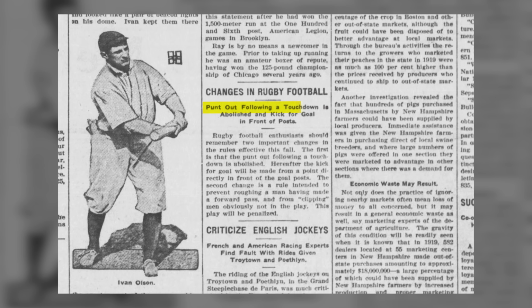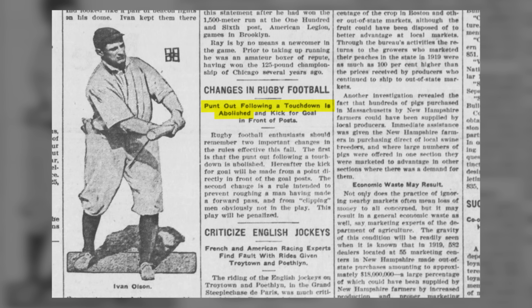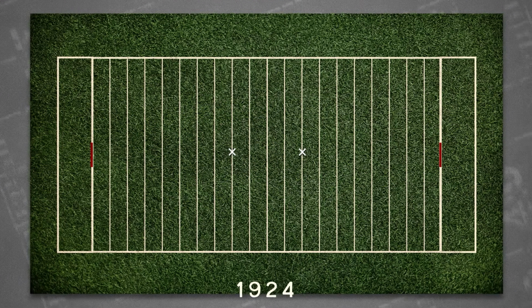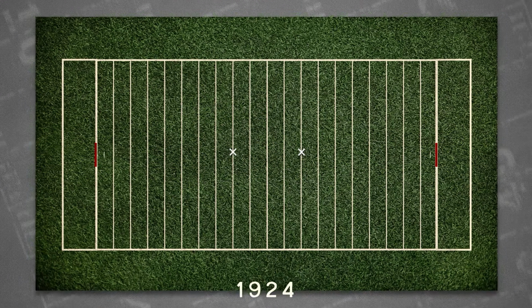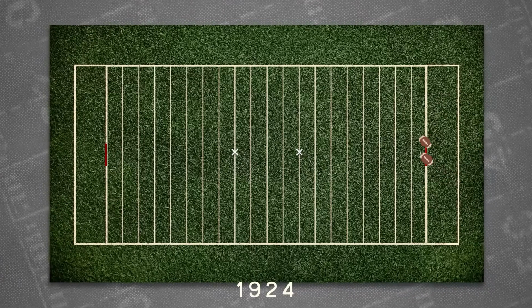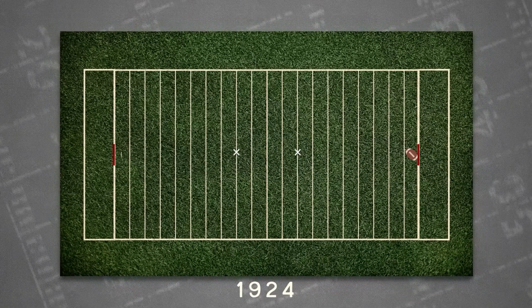So the punt out was eliminated in 1920, and after a few years of tweaking, rule makers eventually settled on making a change to the field. In 1924, the extra point attempt line was born and was placed on the 3-yard line. No matter where or how the touchdown was scored, the ball would be placed here to be snapped for the extra point attempt. But this was the only kicking change that took place that year.